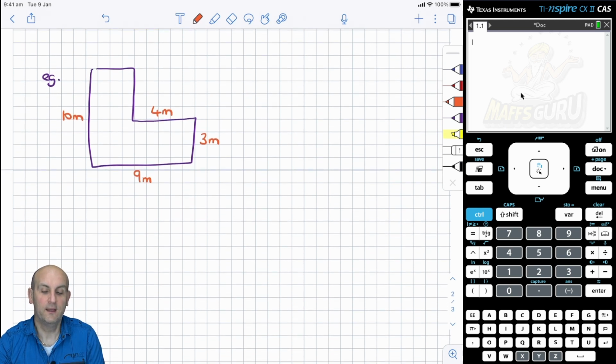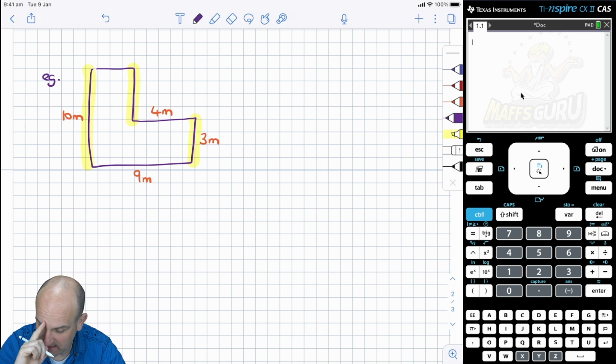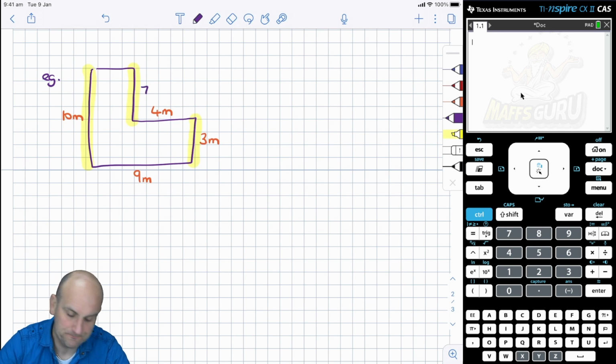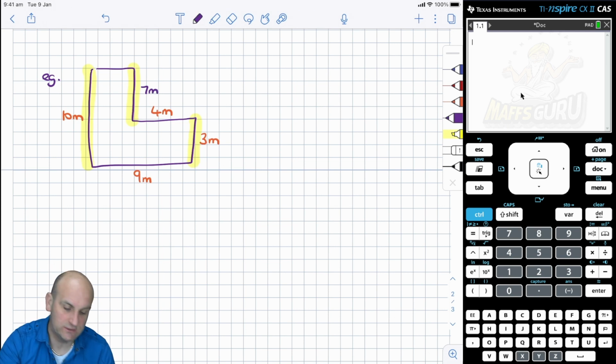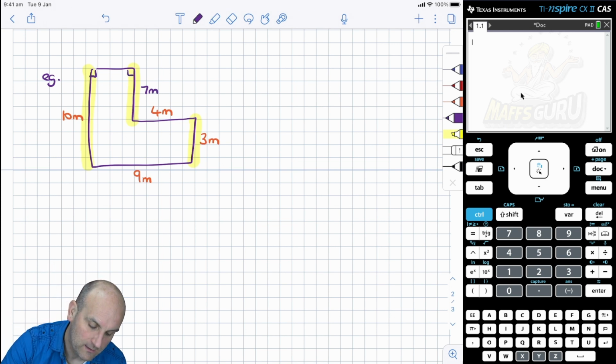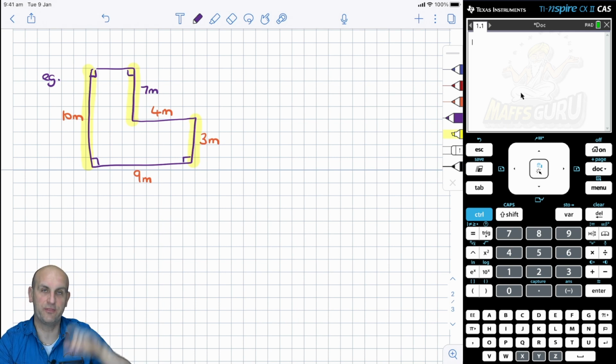Now I'm going to show you how most people work this out, because they go, oh okay, I know that total length there is 10. I know that that's 3. And I know that those two there must add to make 10. So that's going to be 7 meters. Assuming they're all right angles, then that makes sense. That 7 and the 3 make the 10.